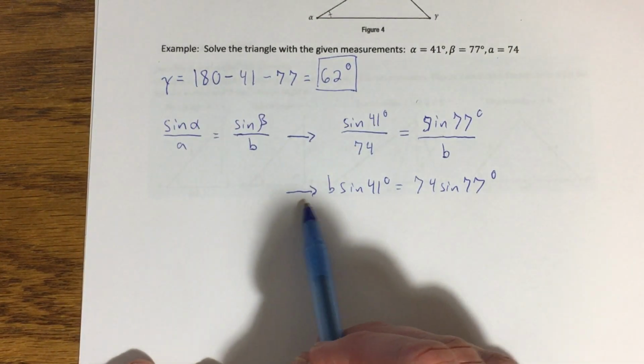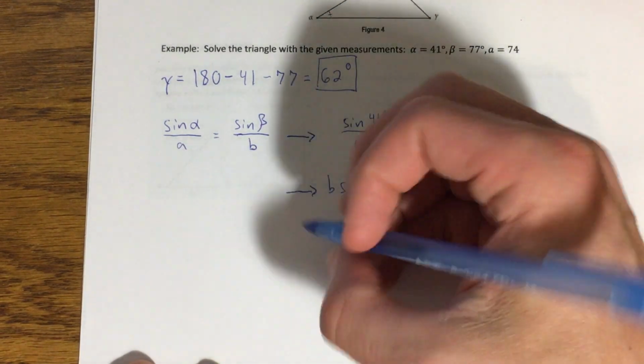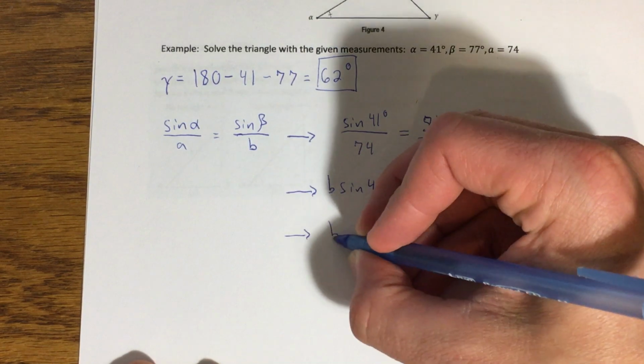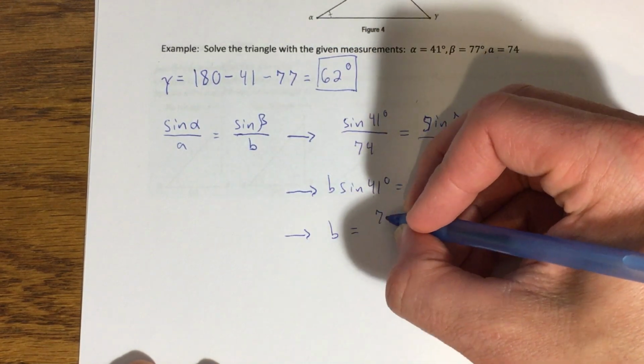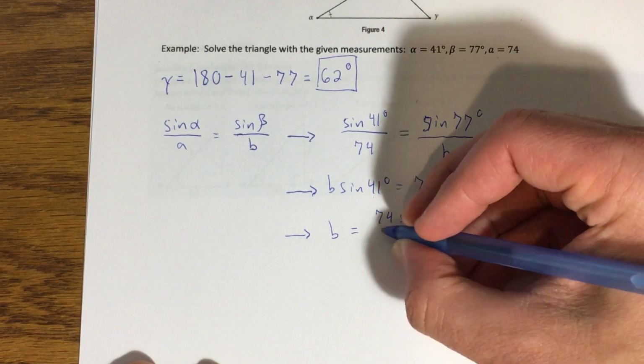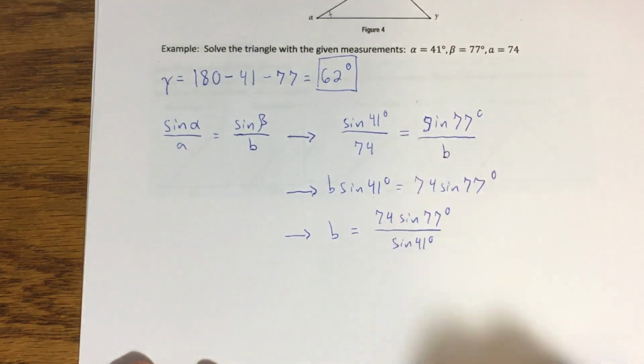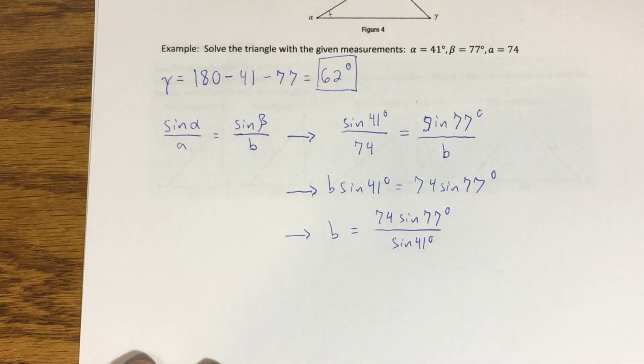So we're going to keep everything the way it's written until I have to plug something into a calculator. Notice here, to solve for B, I would divide both sides by the sine of 41 degrees. So B is equal to 74 times sine of 77 degrees over sine of 41 degrees. This is the point where I would want to plug that into a calculator.